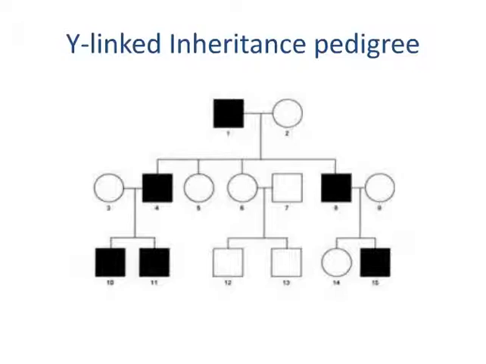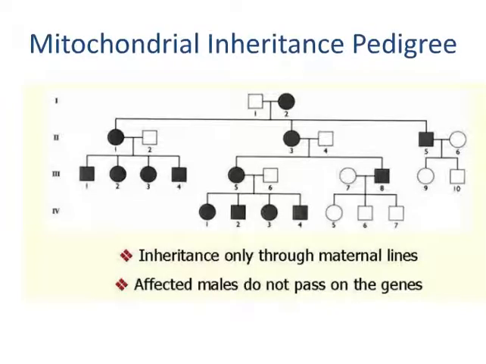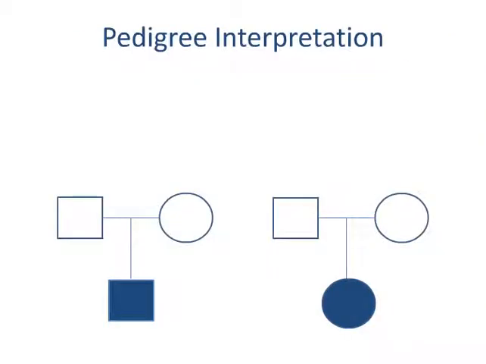Inheritance of Y-linked disorders only goes from affected father to all their sons, not to any of the daughters. Pedigree analysis for mitochondrially inherited disorders will show that the inheritance only comes from affected mothers. Affected males do not pass on the disorder.